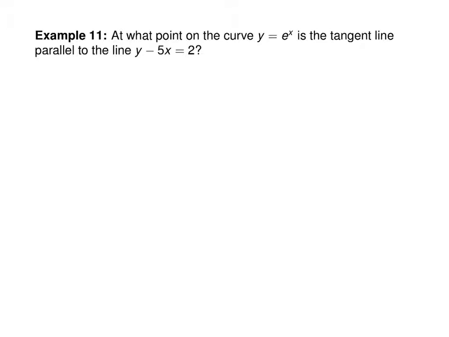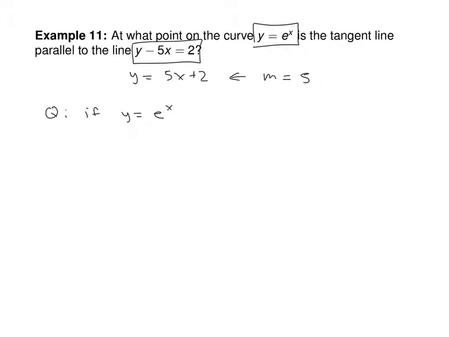Okay, so at what point on this curve is the tangent line parallel to this line? Okay, well, what is the slope? If we're talking about parallelness, we have to have the same slopes, right? What is the slope of that line that's in the box? 5, which you get by saying that's the same thing as 5x plus 2. Slope is equal to 5, right? So the question we're asking is if y equals e to the x, when is y prime equal to which number? Nope, just 5.